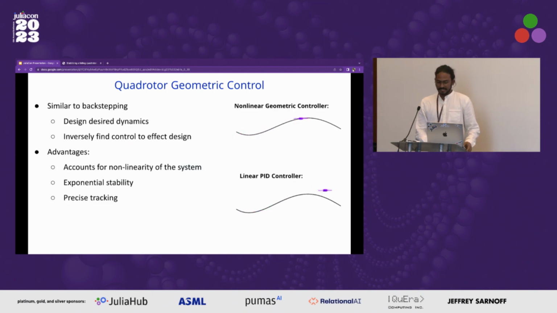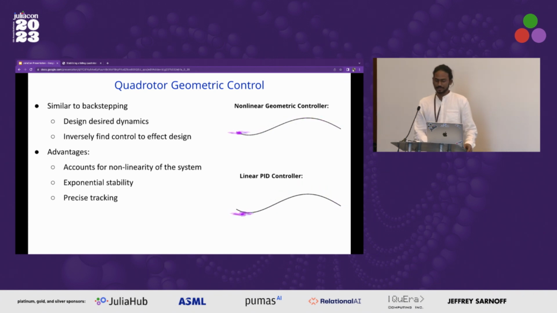To follow trajectories designed, we use a nonlinear geometric controller. The idea behind this is similar to a backstepping controller, which involves designing desired dynamics for the quadrotor and stepping back to cancel the nonlinearities and inversely find the control input required to affect the desired dynamics.